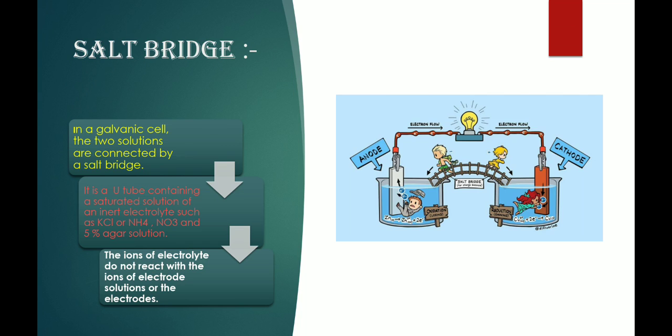See here, salt bridge. In a galvanic cell, the two solutions are connected by the salt bridge. It is U-shaped, containing a saturated solution of an inert electrolyte such as KCl or NH4NO3 and 5% agar solution. The ions of the electrolyte do not react with the ions of the electrode solutions or each other. See here, these two half cells are connected by the salt bridge.